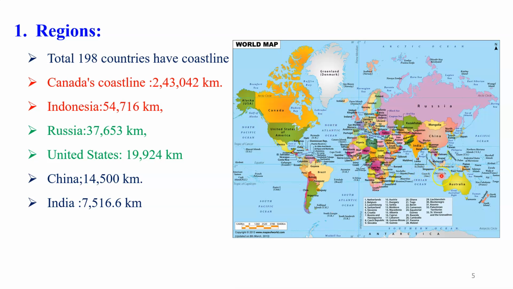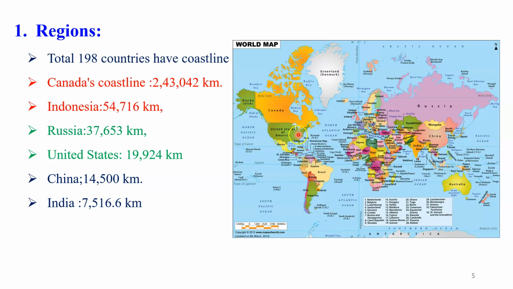Then the second important country in the world is Indonesia. Here you can see the location of Indonesia. Indonesia also has 54,716 kilometers of coastline. Whereas this, in the pink color, is Russia. This is the location of Russia. You can see Russia also has a coastline of 37,653 kilometers. Then here we have the United States, that is America.